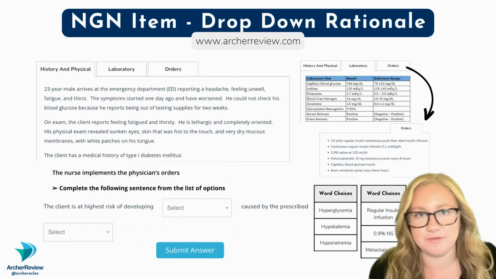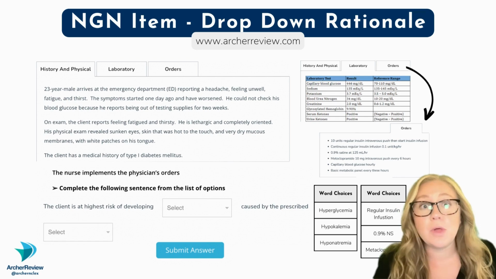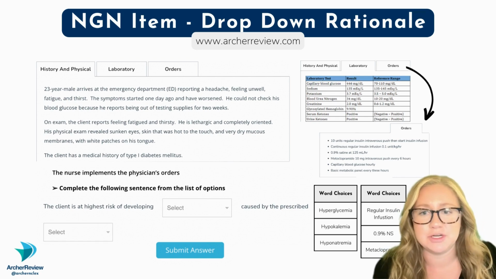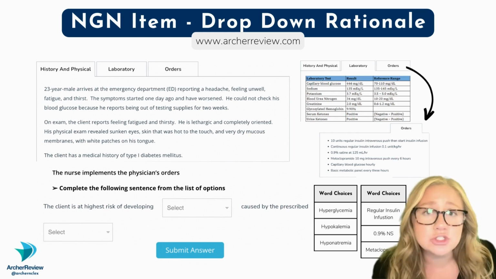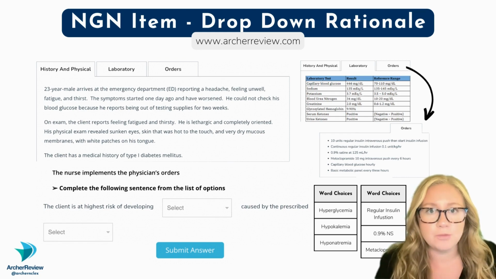There is a lot of information in these NGN items. Take a big deep breath and let's pull out the most important information. Starting with this history and physical, we have a 23-year-old with a history of type 1 diabetes. He feels warm, unwell, thirsty, lethargic.